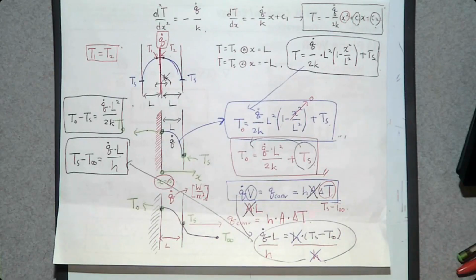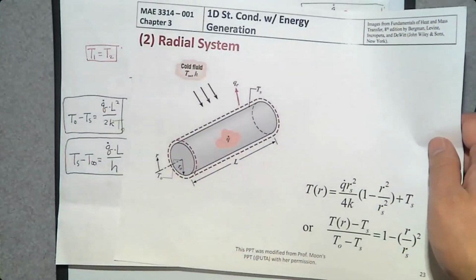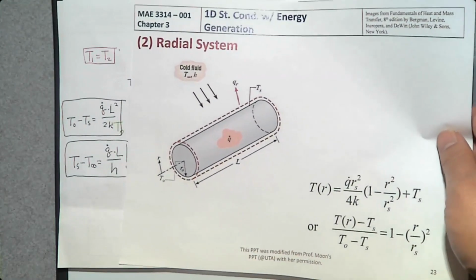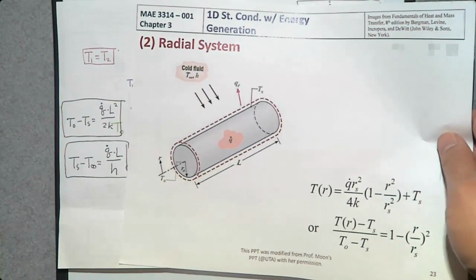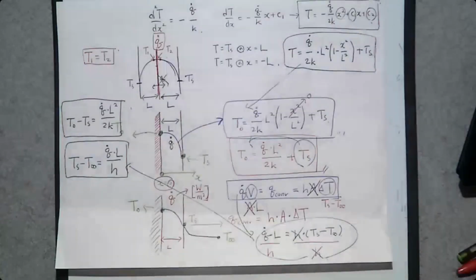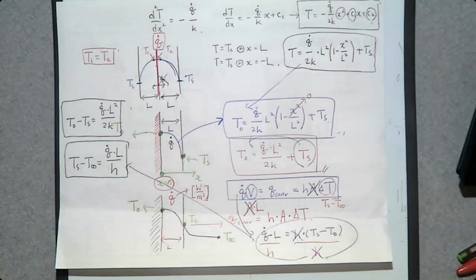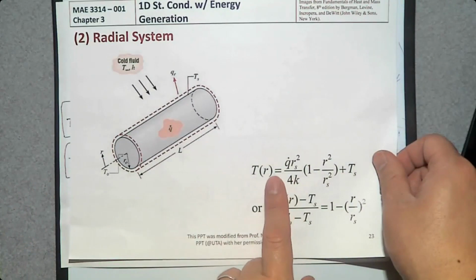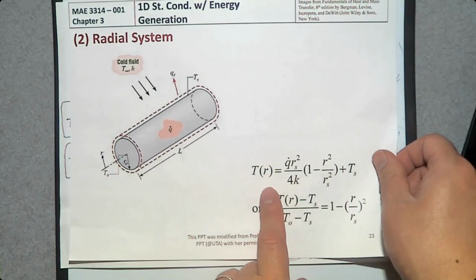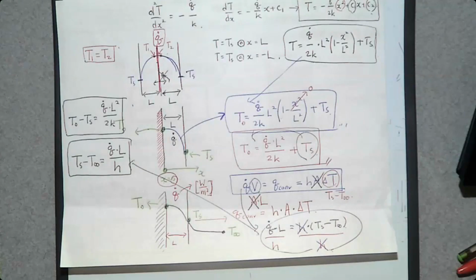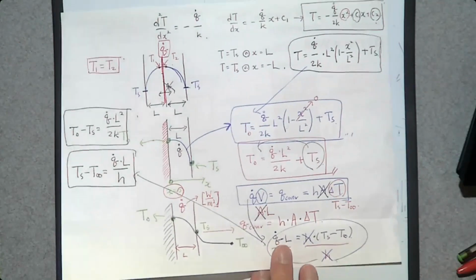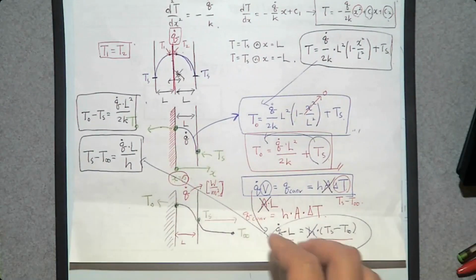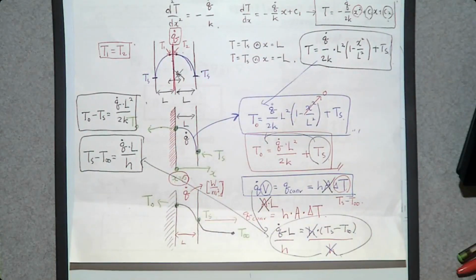The next slide is a radial system, but heat generation in a radial system is not as widely used compared to this Cartesian coordinate system. So this is just for your reference. We have a temperature distribution function given here. And that will be all for one-dimensional steady-state heat conduction with heat generation.